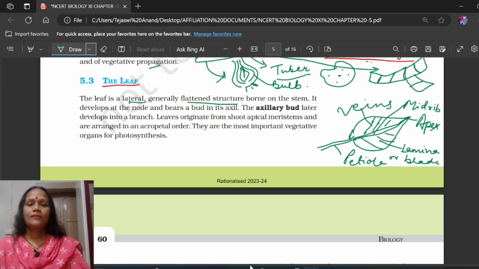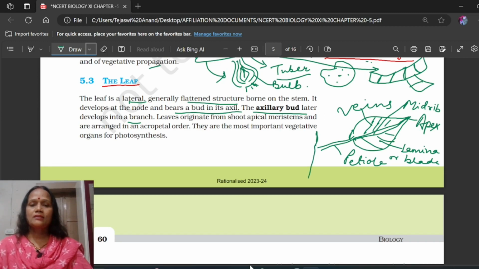So understand it. The axillary bud later develops into a branch. Bears a bud in its axil. Where it is attached to the stem, on whichever branch it is attached, you will also see an axil here. And that axillary bud later develops into a branch, another branch it will develop, and that originates from shoot apical meristem. Apical meristem, you understand, the tissue which is found on the shoot tip will be called shoot apical meristem, and they are arranged in acropetal order.